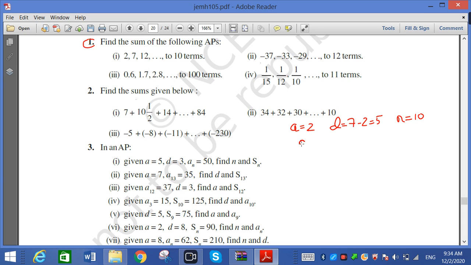Now we have to put the formula. First we have to write the formula here. Sn is equal to n by 2, 2a plus n minus 1 d. Now n by 2, that is 10 by 2. 2 into a, that is 2 into 2. N minus 1, that is 10 minus 1. And d, that is 5.